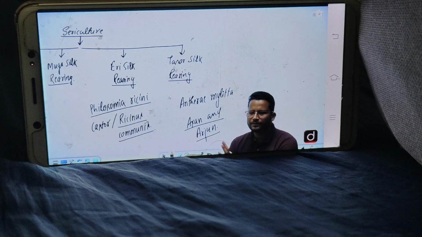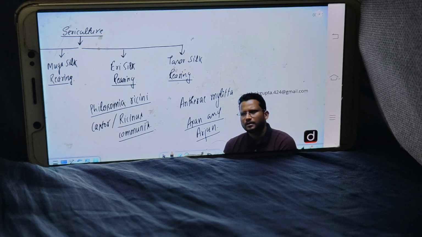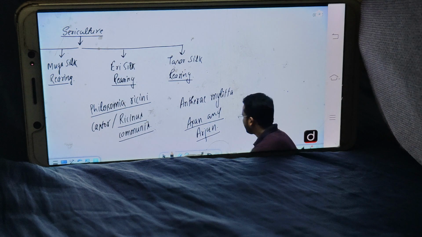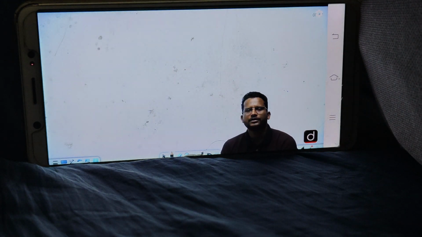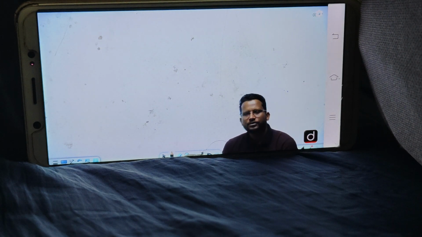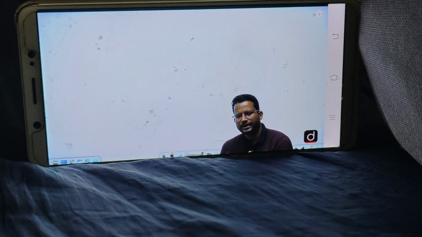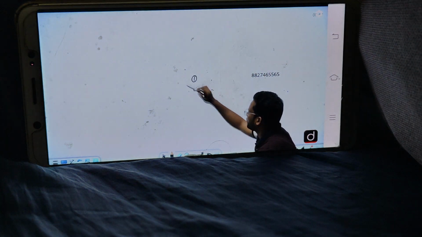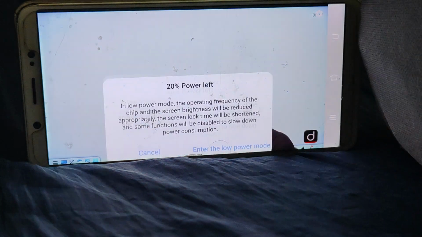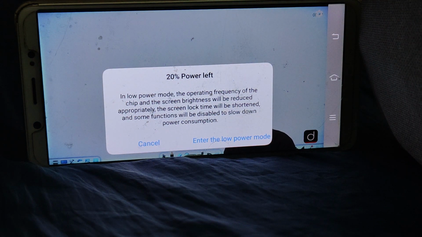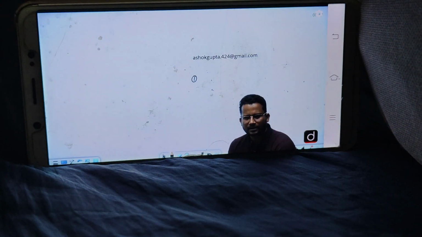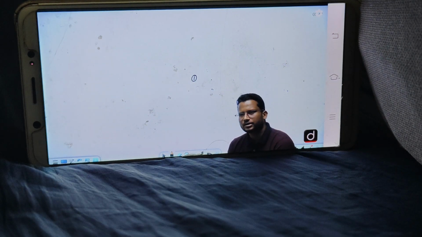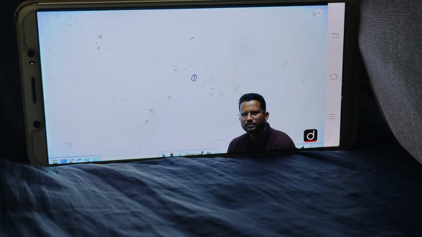Clear? So we have discussed different types of sericulture. Now after discussing different types of sericulture, we are going to talk about government initiatives. कि यूपी गवर्नमेंट ने क्या-क्या initiatives लिए हैं to promote this activity of sericulture. The first: the government of Uttar Pradesh has enacted and implemented a sericulture promotion policy, and the purpose is to encourage and promote the sericulture industry in the state.